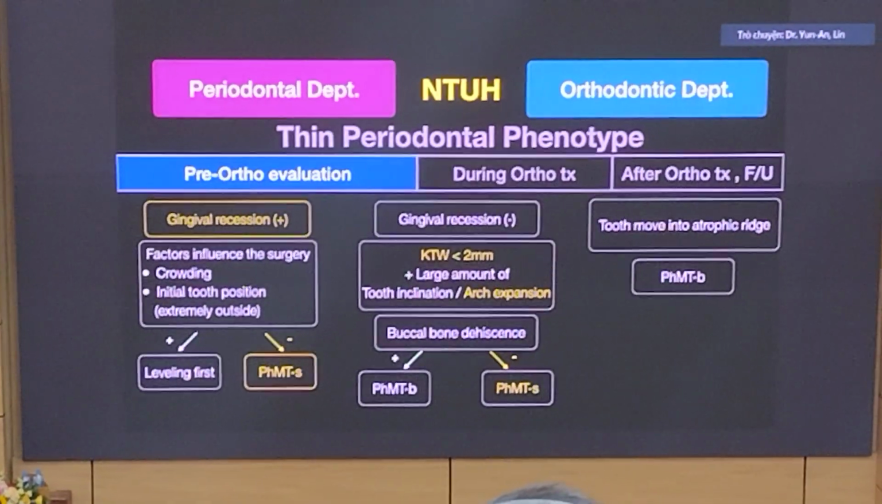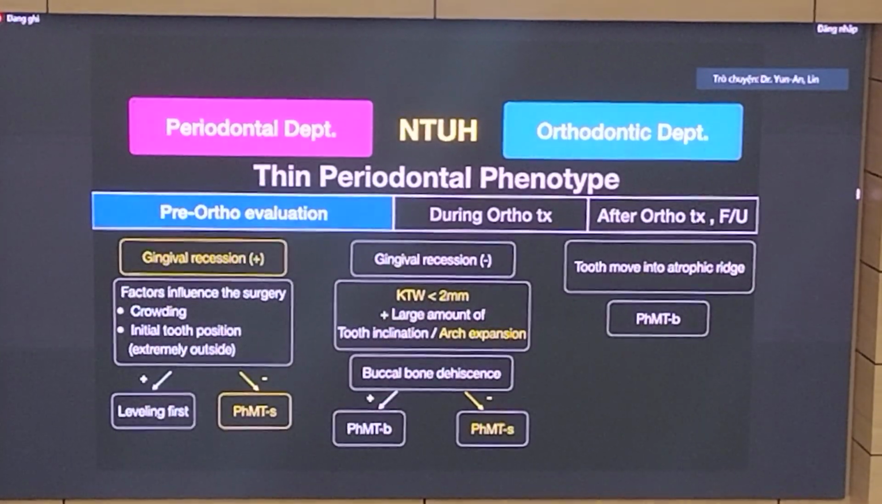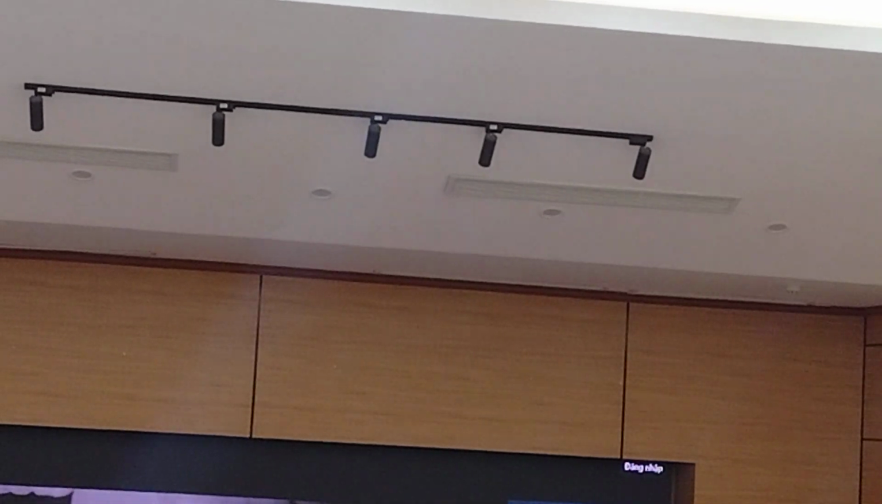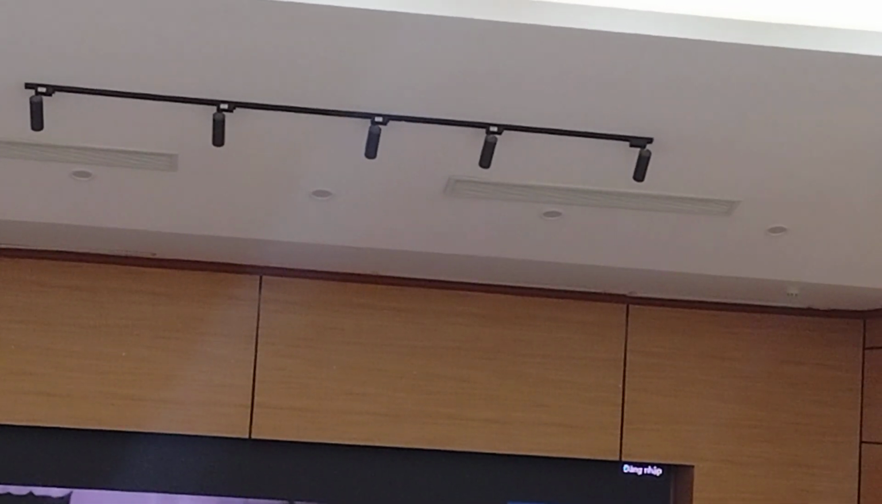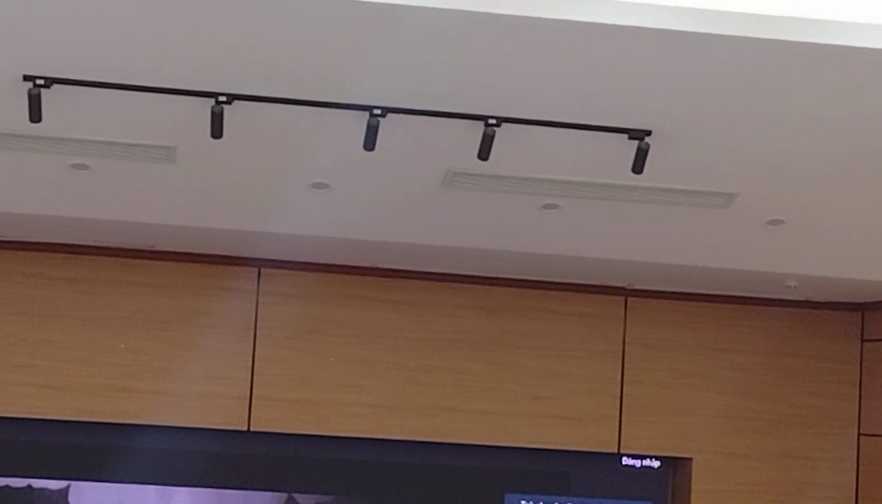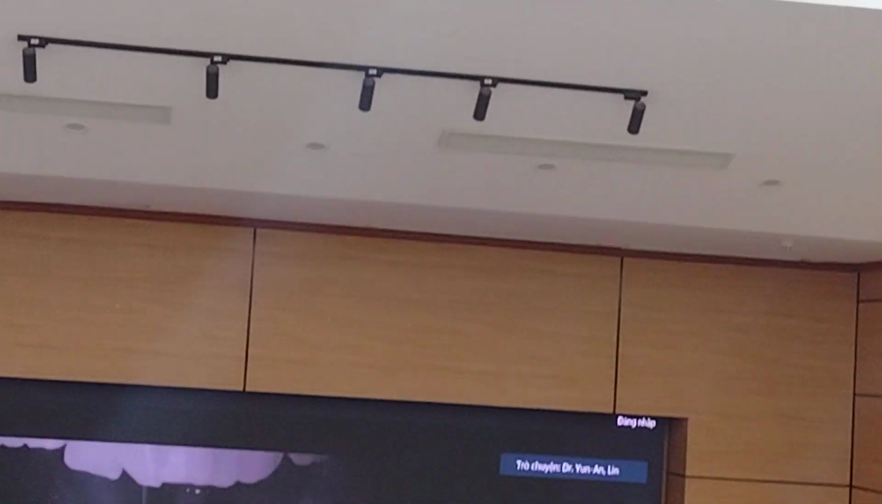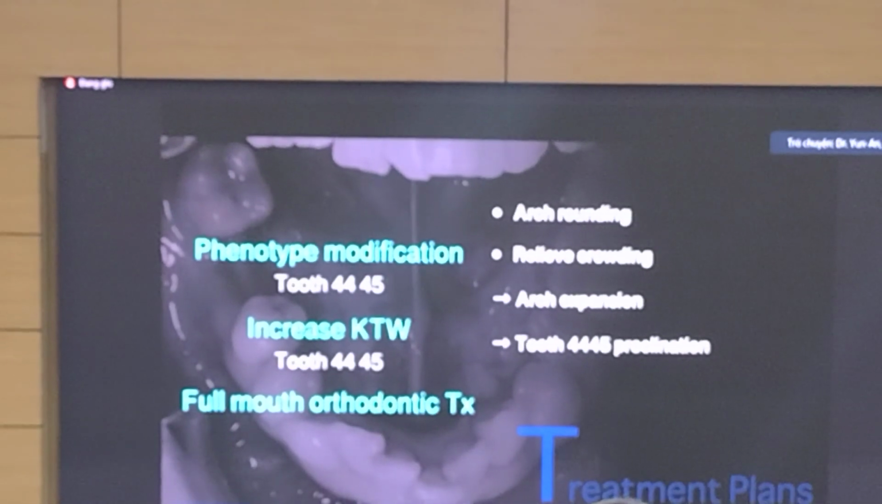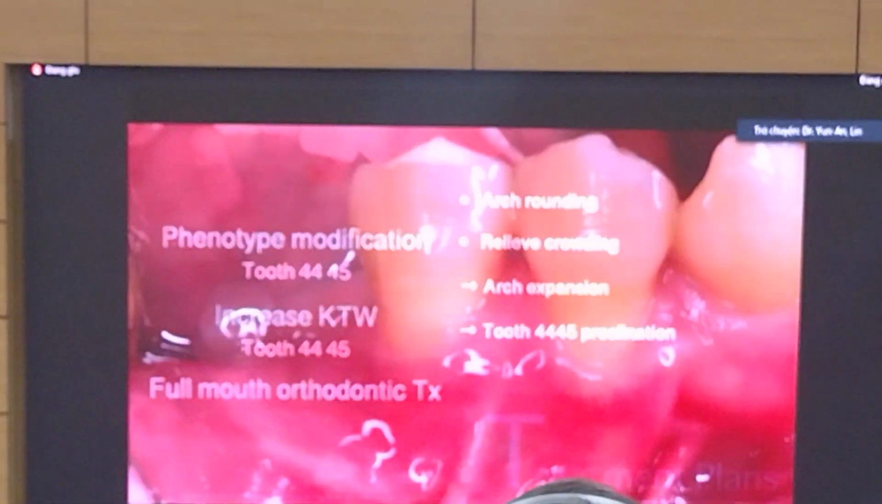In this case, the main problem was the thin phenotype, no keratinized tissue, buccal bone under 2 mm, and arch extension. As a result, our treatment plans were modified: we increased keratinized tissue over teeth 44 and 45 first, and then began orthodontic treatment.